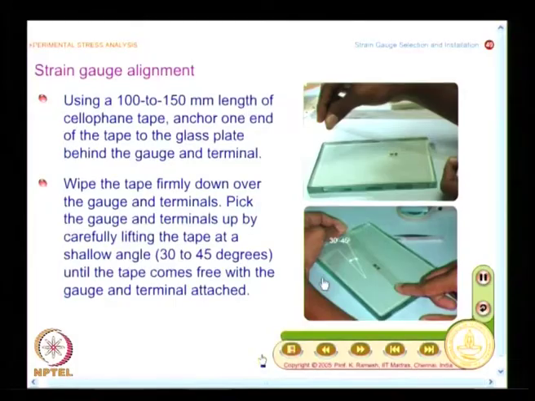Though it looks very trivial, why you specify the angle, why not I do it at some other angle? What is recommended here is, if you do like this, the chances of overstretching the strain gauge will not happen. So, this is what you will have to do, that you need to have only 30 to 45 degrees. So, pick up the gauge and terminals up by carefully lifting the tape at a shallow angle until the tape comes free with the gauge and terminal attached.